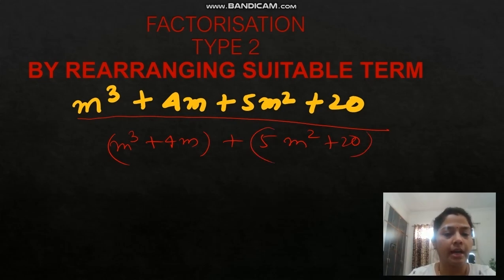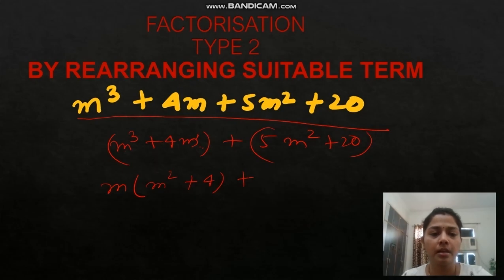Now from m³ and m, what is the maximum we can take common? m. One trick I'm giving you: when the same variable is there and you have to take common, take the minimum power. What is the power of m here? 1, isn't it? And what is the power of m here? 3. So what is the minimum power? 1. So m we have taken common. So what is left behind? m² + 4. No constant can be taken common here, so only the variable we have taken common.